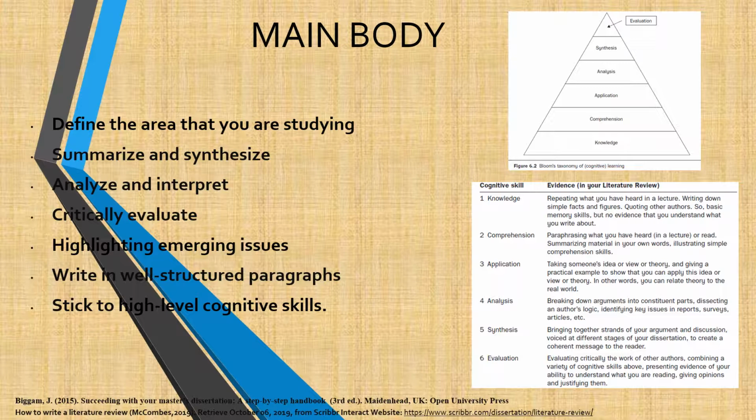Now some tips to improve the body of your literature review. Sometimes, and according to your research and topic, you can attempt to define the area that you are studying. Summarize and synthesize. Give an overview of the main points of each source and combine them into a coherent whole. Analyze and interpret. Don't just paraphrase other researchers. Add your own interpretations where possible, discussing the significance of findings in relation to the literature.